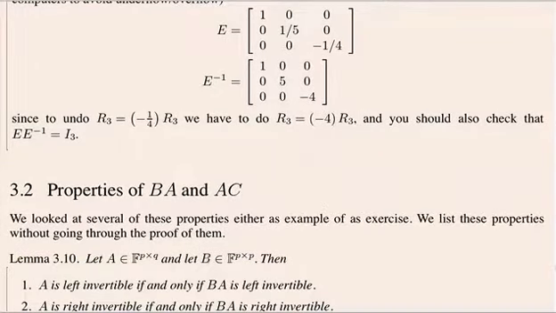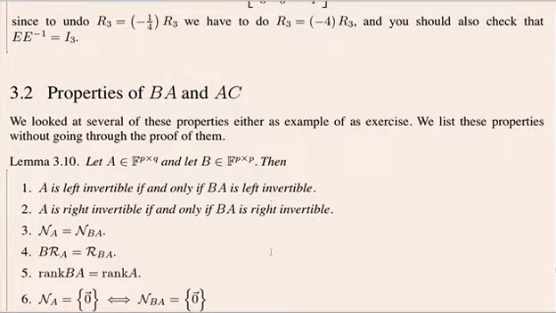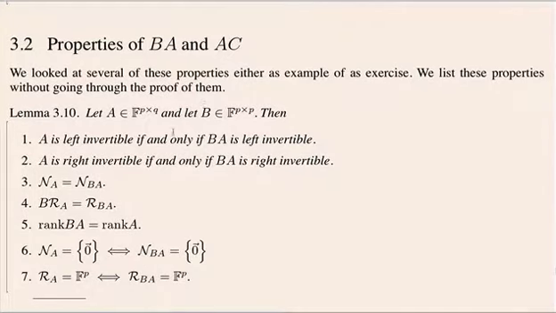Section 3.2, properties of BA and AC. We looked at several of these properties already, either as examples or exercises. We list these properties without going through the proofs again. Lemma 3.10: let A be a P by Q matrix and B a P by P matrix. Then A is left invertible if and only if BA is left invertible. A is right invertible if and only if BA is right invertible. We also have that the null space of A is the same as the null space of BA, and B times the range of A is the same as the range of BA.